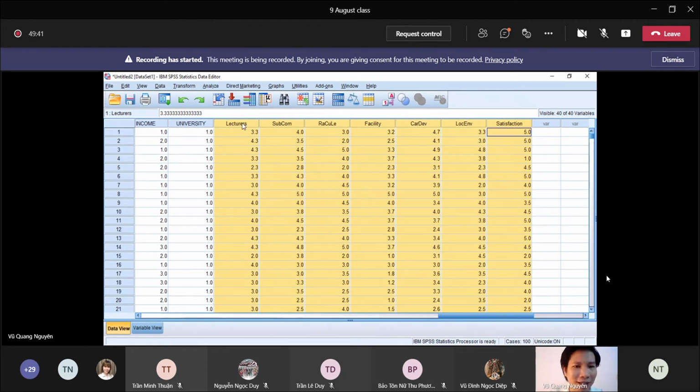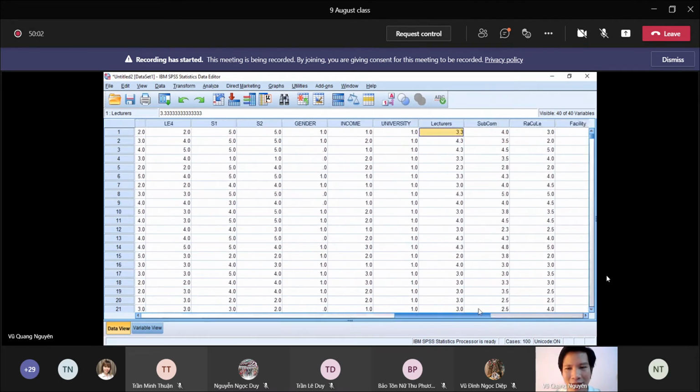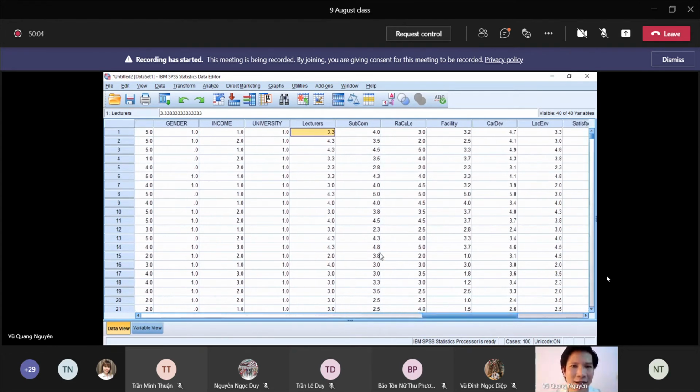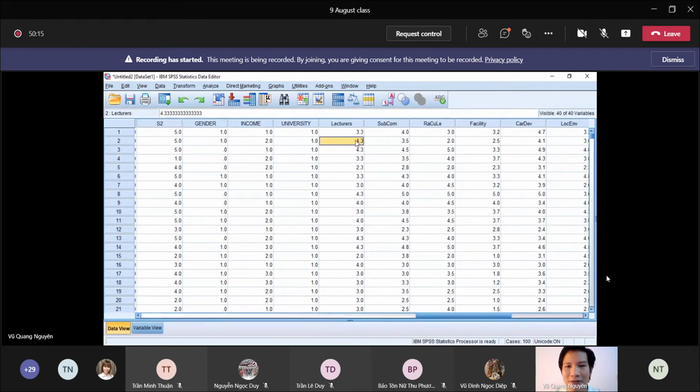For example, lecturers here is not the real lecturers of the universities. Example here, lecturers is 3.3333. This one is not the real lecturers of FTU, but it's the perception of this student. It's called FTU1. Okay, perception of this student on the lecturers of FTU. This one, for example, the same thing, lecturers of someone from FTU. Okay, this one is the perception of that person on the lecturers.